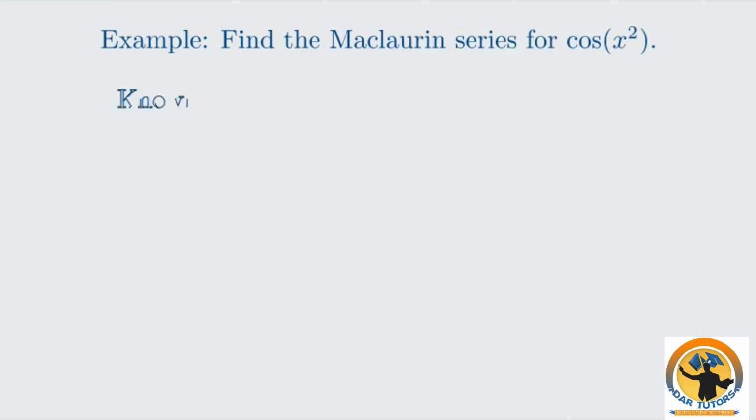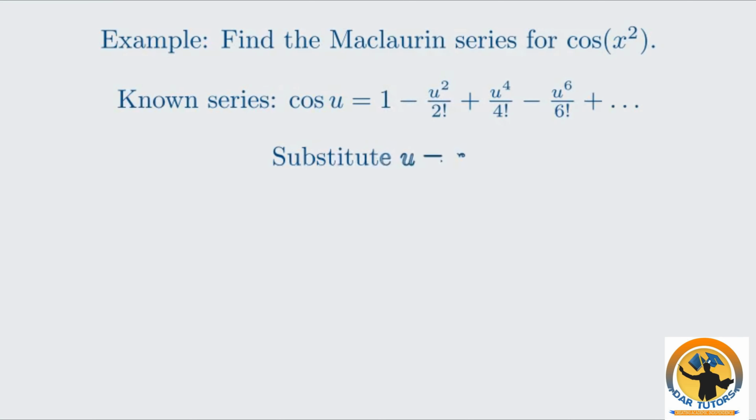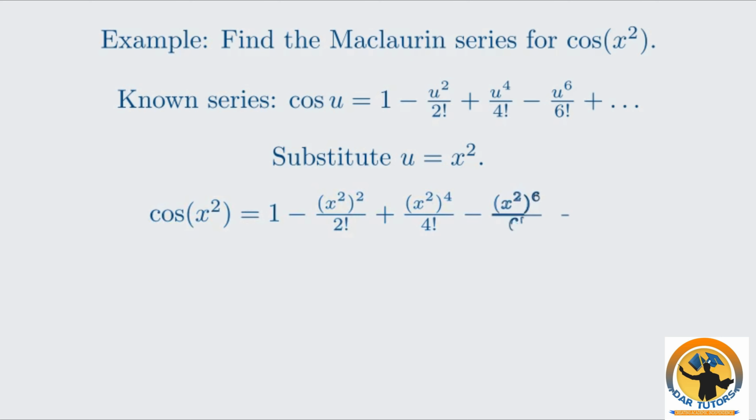Let's try another one. Find the Maclaurin series for cos of x squared. We start with the series for cos of u, which is 1 minus u squared over 2 factorial, plus u to the 4th over 4 factorial, and so on. This time, our inner function is x squared. Substituting x squared for u, we get 1 minus the quantity x squared squared over 2 factorial, plus the quantity x squared to the 4th over 4 factorial, and so on.